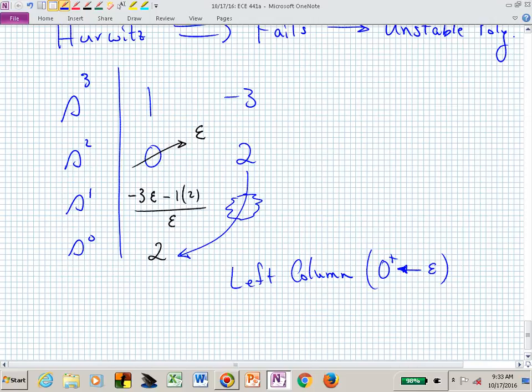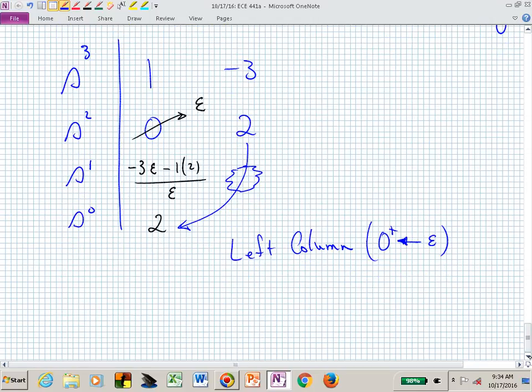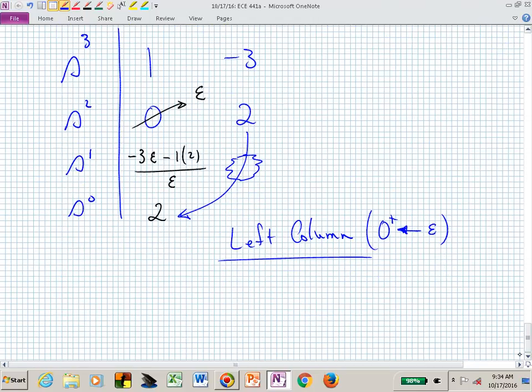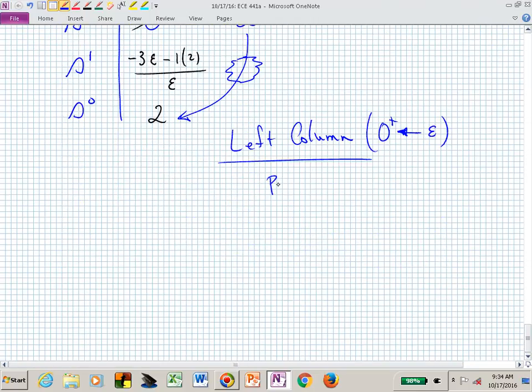What's the sign of that S1 row? Negative. What's the sign of the S2 row? Positive. We needed to make an assumption on the sign of epsilon. We made it positive, and now we go positive, positive, negative, positive. So the left column entries tell us we have positive, positive, negative, positive. And how many sign changes does that correspond to?